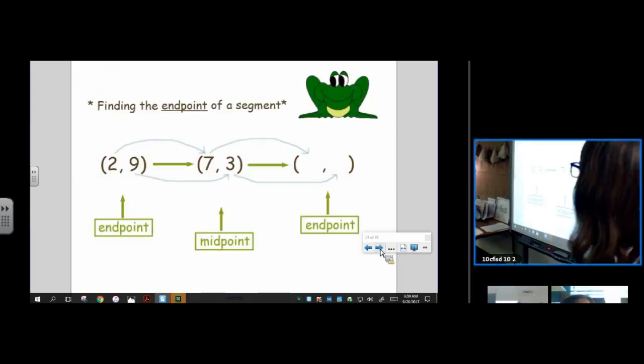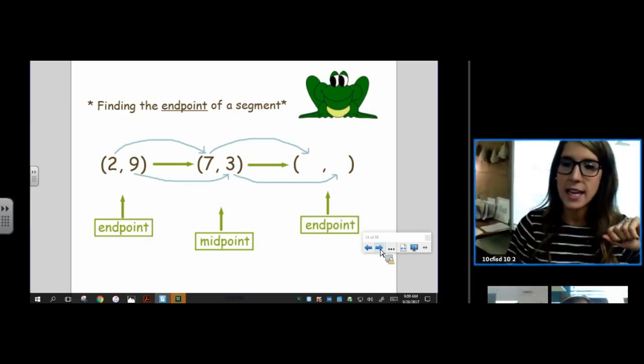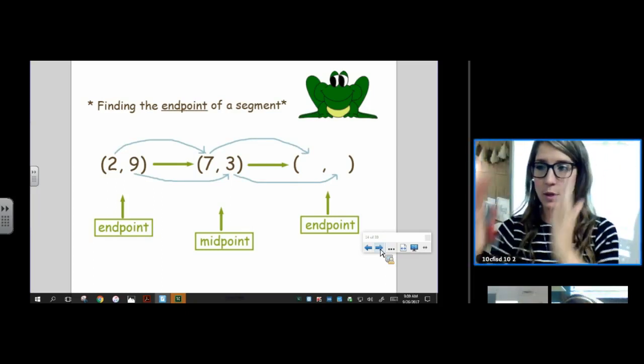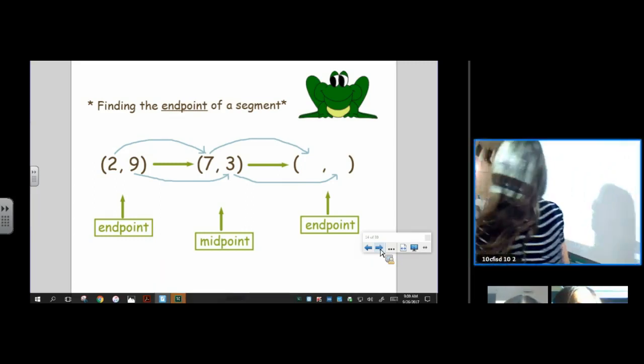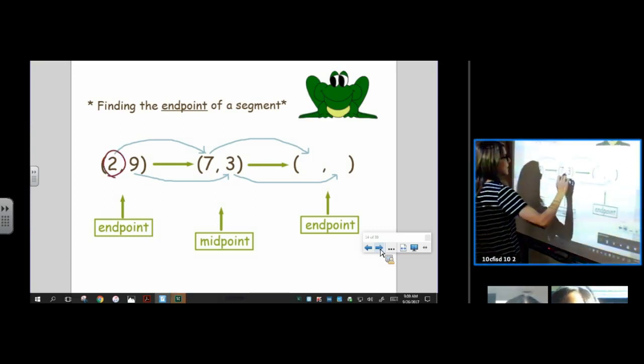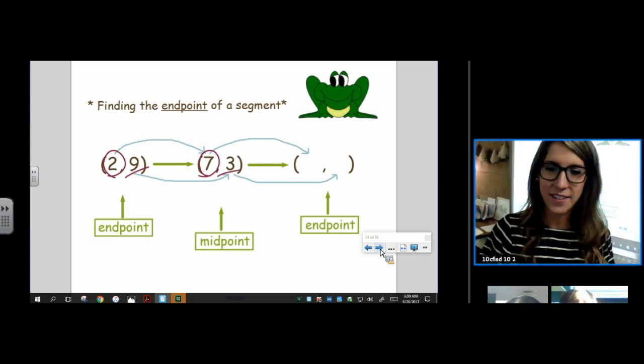All right, let's try it. So in your notes, go ahead and write these coordinates just like I have them. Write 2, 9, and then next to it write 7, 3. And then write empty, empty. So you're going to circle your X's and underline your Y's. That's a common theme. We do that almost every time.